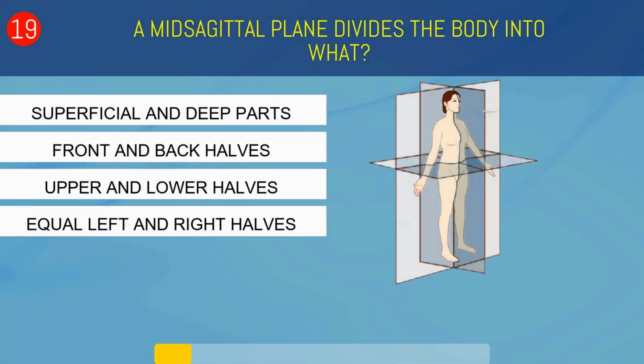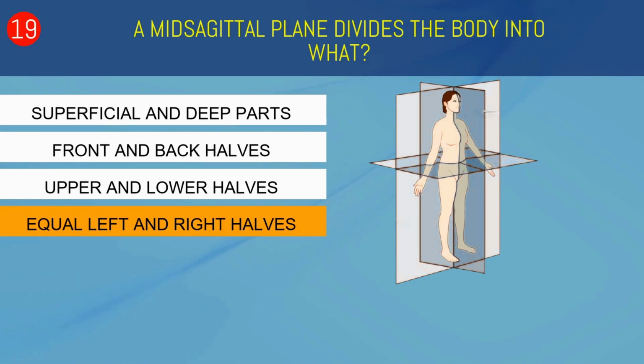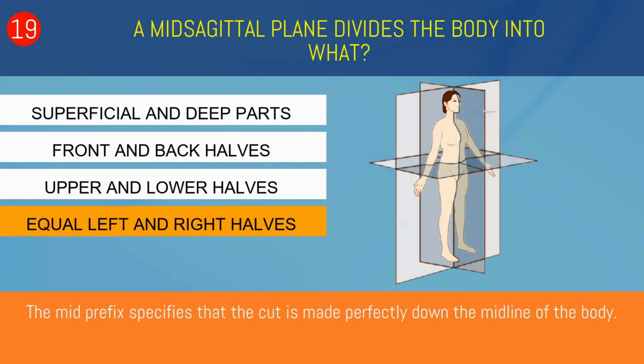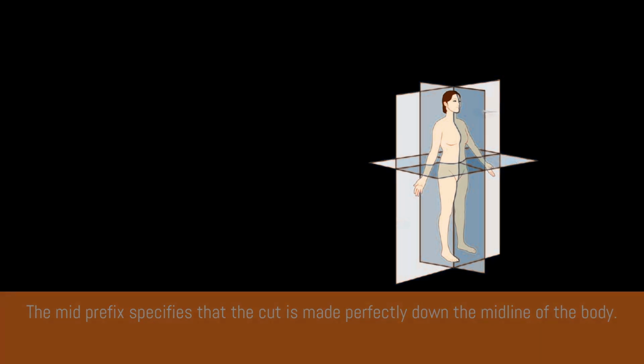A mid-sagittal plane divides the body into what? Superficial and deep parts, front and back halves, upper and lower halves, or equal left and right halves. Equal left and right halves. The mid prefix specifies that the cut is made perfectly down the midline of the body.